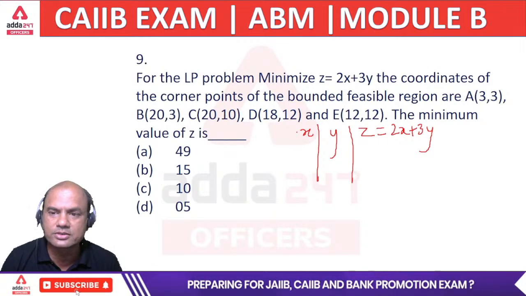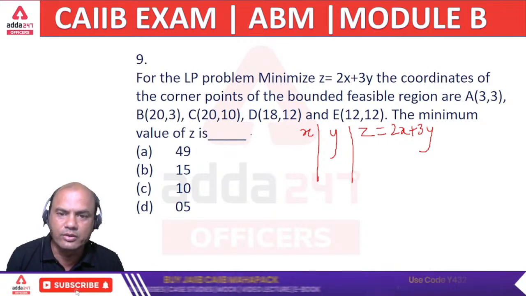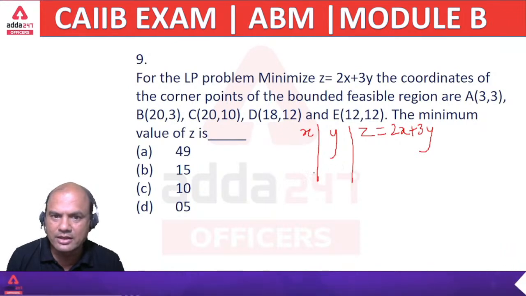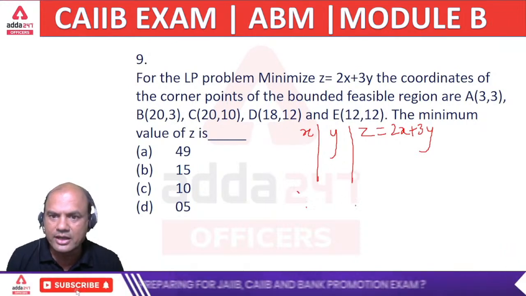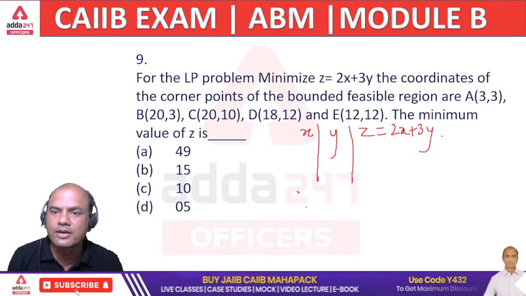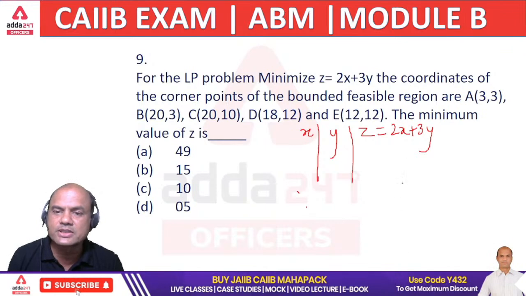You must know the solution. Put 3, 3 over here. Here 3, 3. Second point is 2, 3, then 2, 10, 18, 12, and the last is 12, 12, and put the values over here. Solve it yourself.